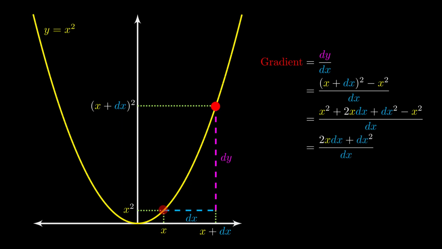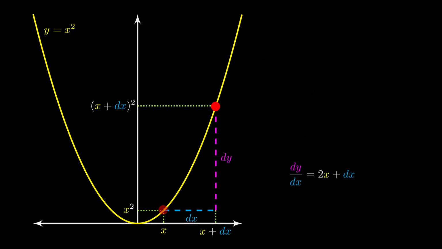And at this point, we can divide out the dx, right? Because there's a dx in the 2x dx and in the dx squared. And so we can divide that out entirely, leaving us with just 2x plus dx, and that's what dy over dx equals.